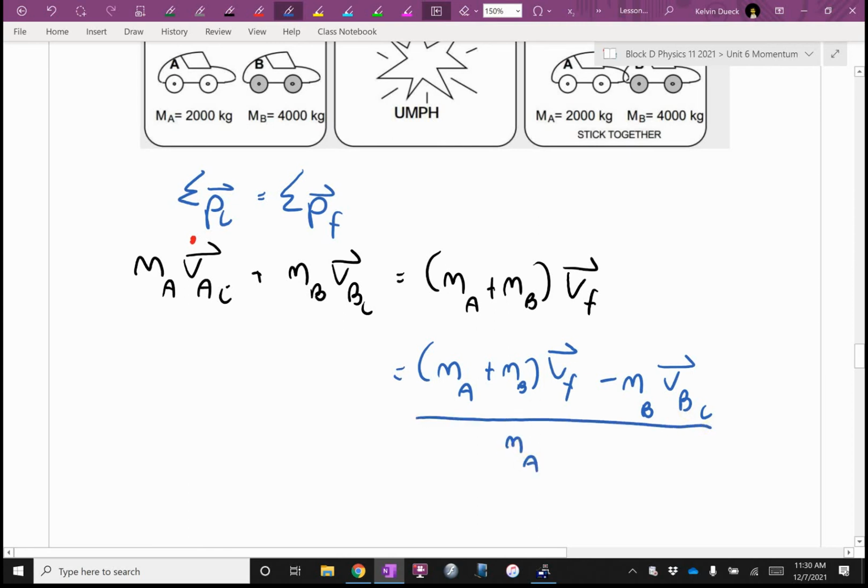By the way, are you going to try and memorize all these? No. I think I gave you just the conservation of momentum law on your sheet, right? Did I have the sum of all the momentum initial equals the sum of all the momentum final? Yeah, that's what I gave you. All right.